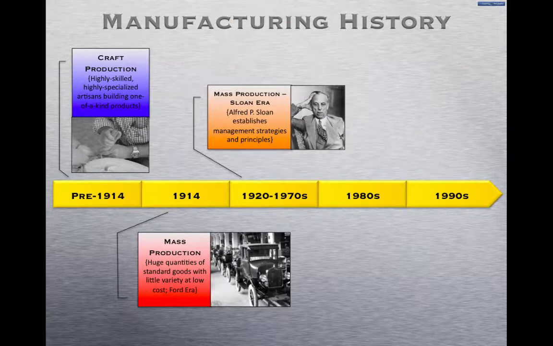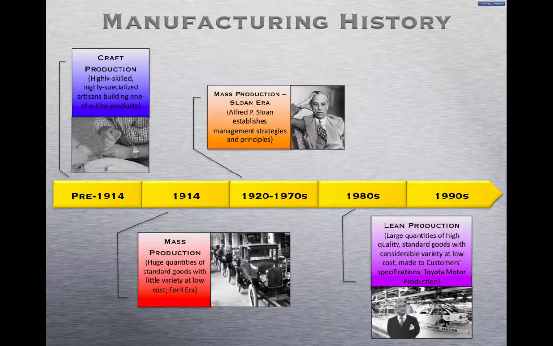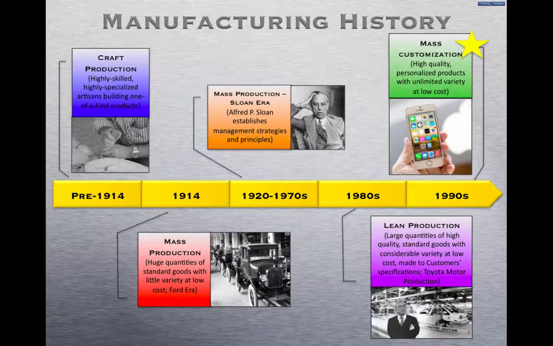Continuing to improve the mass production process, Alfred Sloan established management strategies and principles to guide future followers. Lean production emerged in the 1980s, defined by large quantities of high-quality, standard goods with considerable variety made to customer specification at low cost. We finally come to the 1990s, where mass customization appears. As a result of increasing customer needs, mass customization provides high-quality, personalized products with unlimited variety at the low cost associated with mass production.